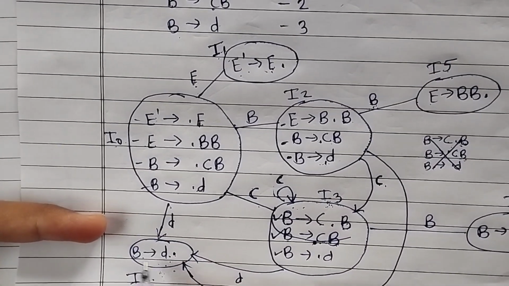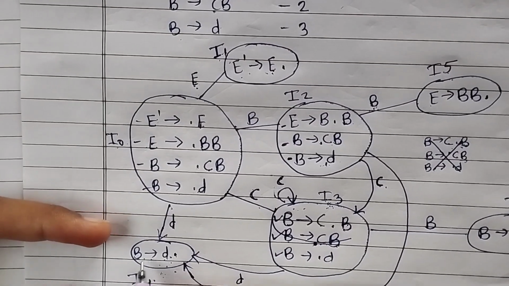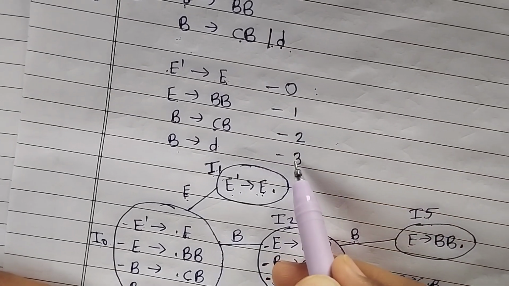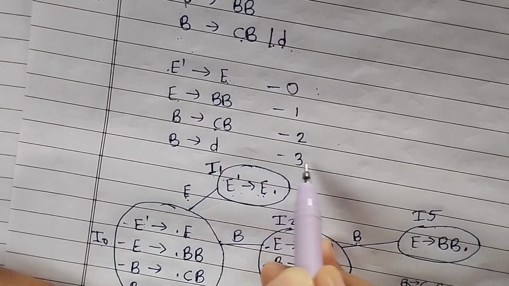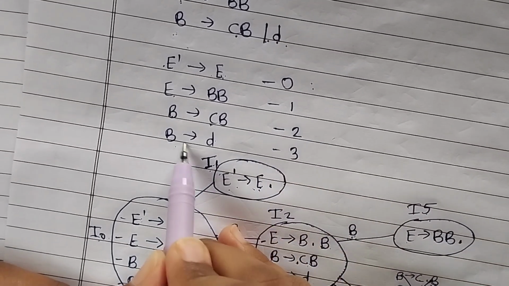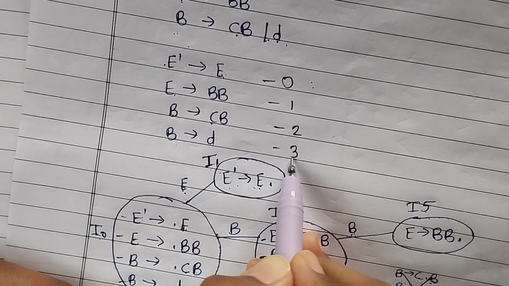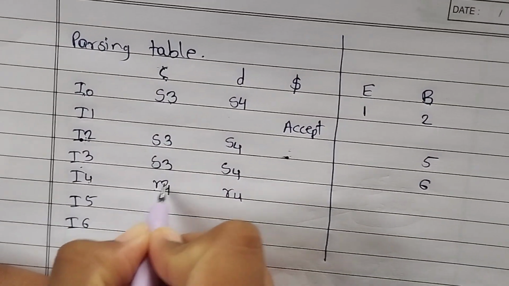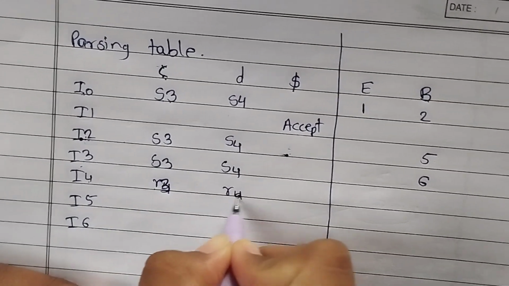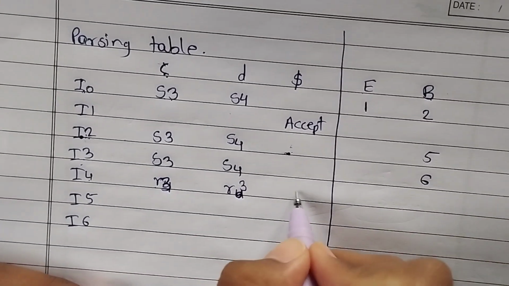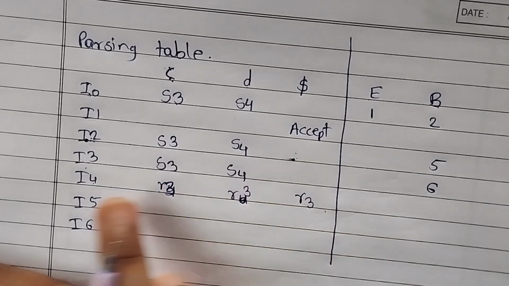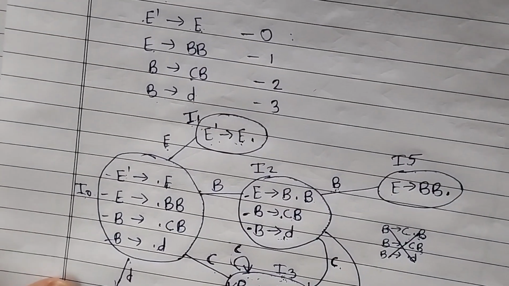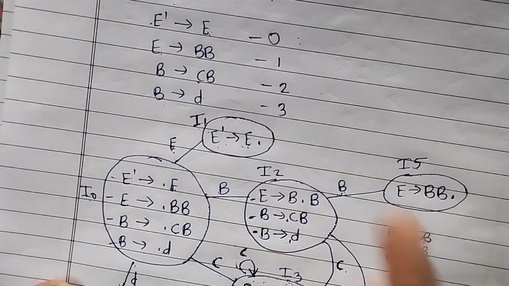This is the acceptance state of B reads D. And now for B reads D, from the grammar numbering, where is B reads D present? At number 3. For this grammar we give numbering 3. So we write R3, not R4. R3, and here also R3 because this is the acceptance state, and this grammar is present at the 3rd number of the grammar.